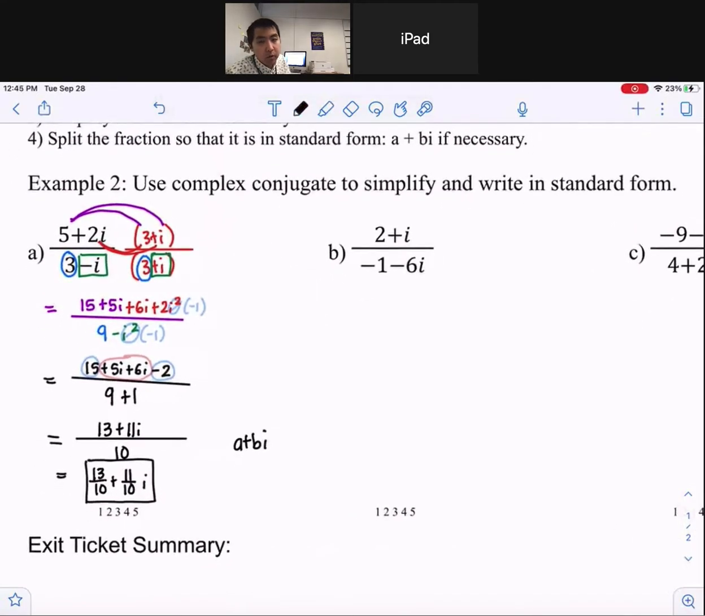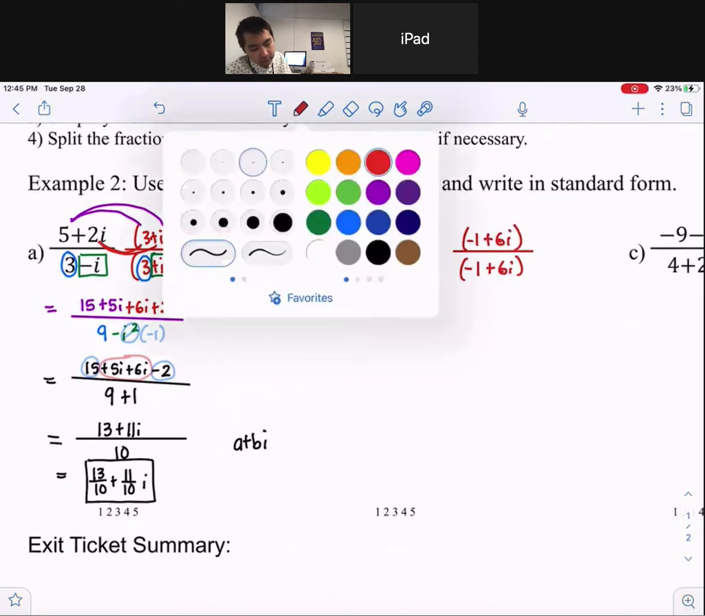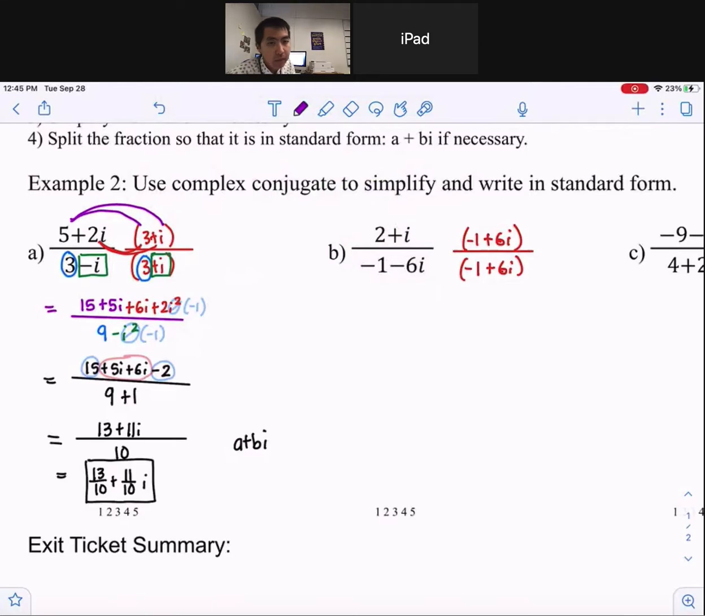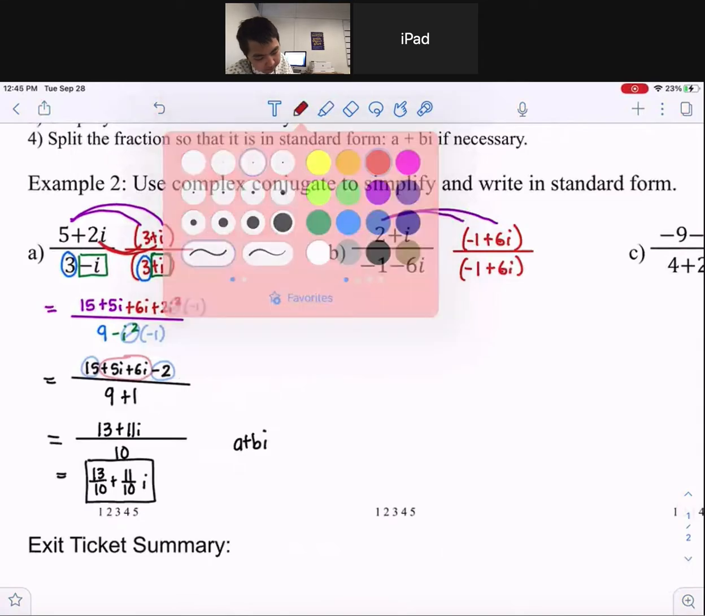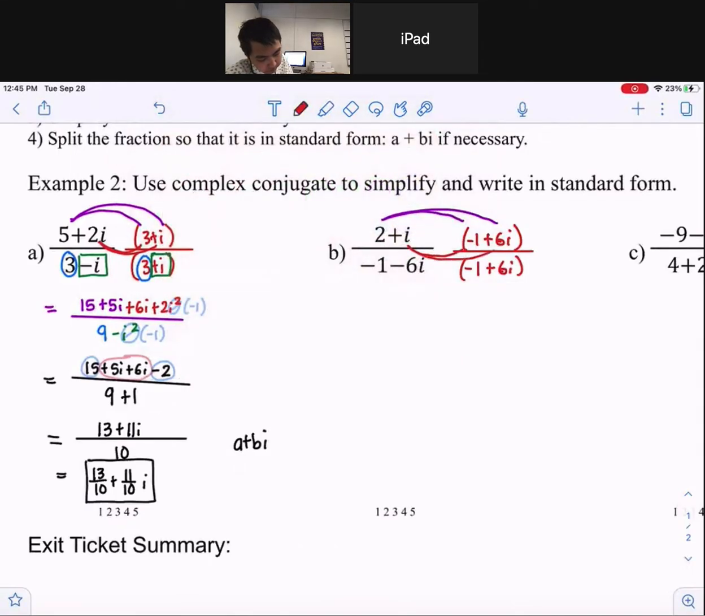Part B. What is the complex conjugate of the denominator? The complex conjugate of the denominator, you guys, is negative 1 plus 6i. So we multiply the complex conjugate to top and bottom. So now we're going to do a double distribution. And then the shortcut, because remember, when we multiply the conjugate to a complex number, the middle terms will cancel. So we multiply those together and these together.